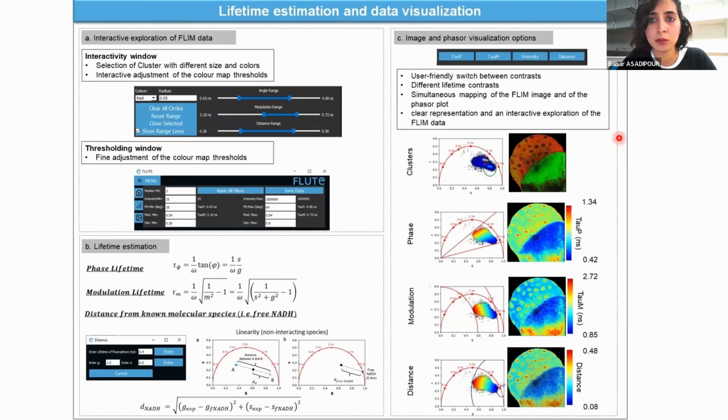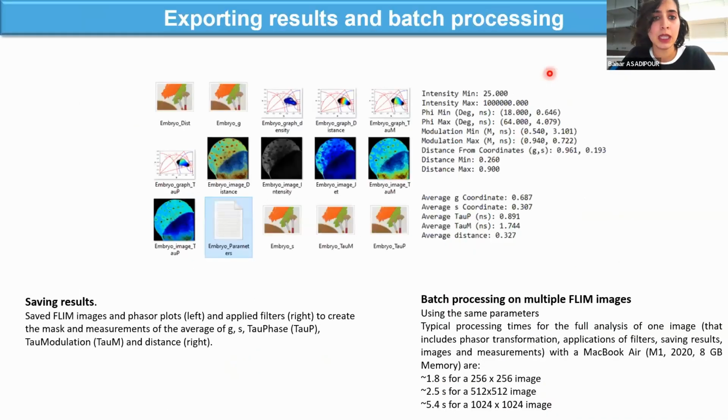And you can visualize these different lifetimes, tau p standing for tau phase, lifetime of the phase, and tau m standing for modulation lifetime, intensity, and the distance from free species. And then you are able to save and extract information from the files that you're saving in text and also TIFF.